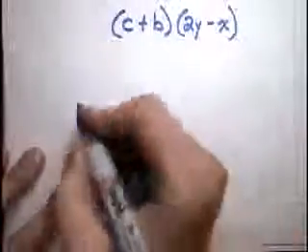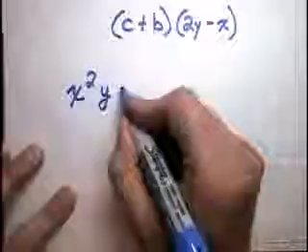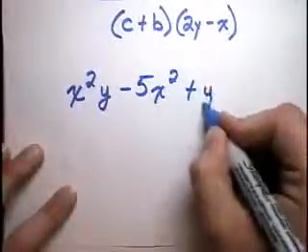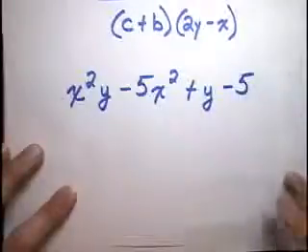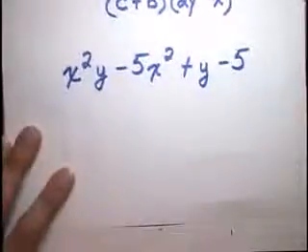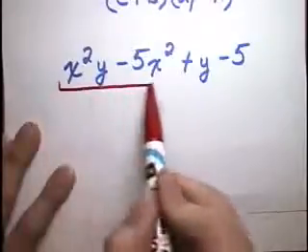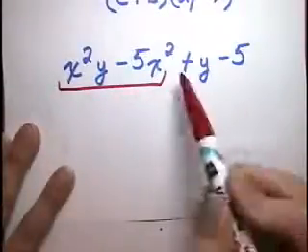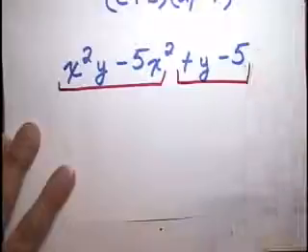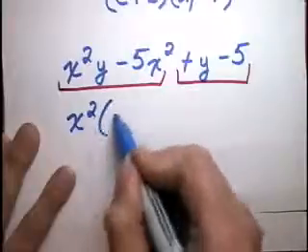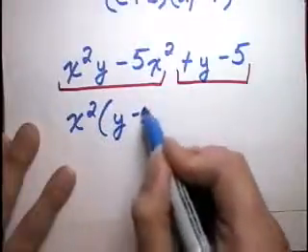Let's look at x squared y minus 5x squared plus y minus 5. Again, you're going to find what the first 2 terms have in common and remove it, and then look at the last 2 terms. From the first 2 terms, I can remove the x squared, which will leave me with the y minus 5.